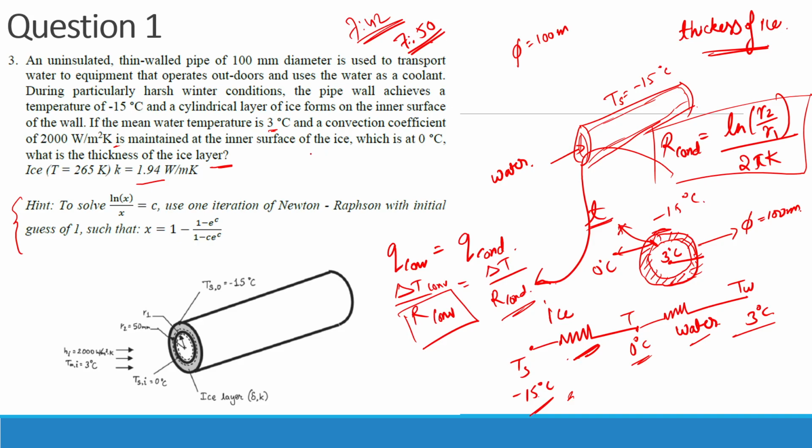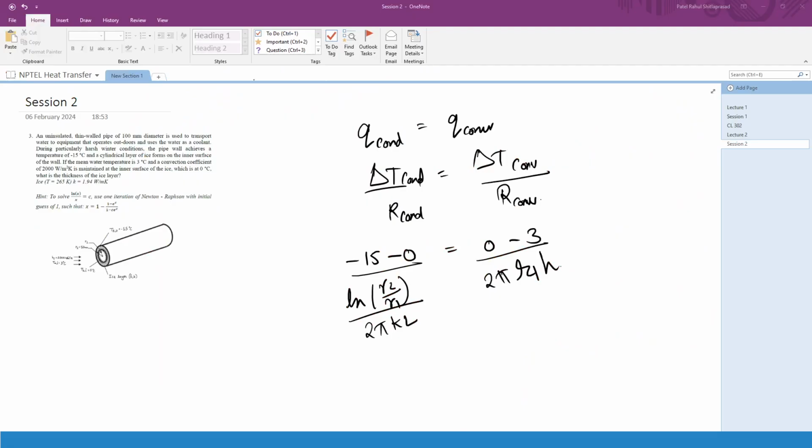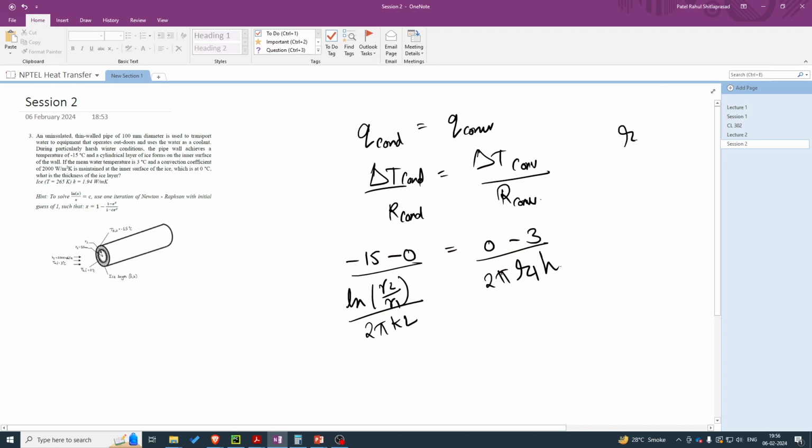R1 is the distance from the center at R equal to 0 up to where we find the ice, whereas R2 is the entire radius of the cylinder, that is given as 100 mm by 2, so R2 is 50 mm. Just keep that in mind. R2 is 50 mm and R1 is nothing but R2 minus the thickness of ice. This we need to find. So you can put the values in.